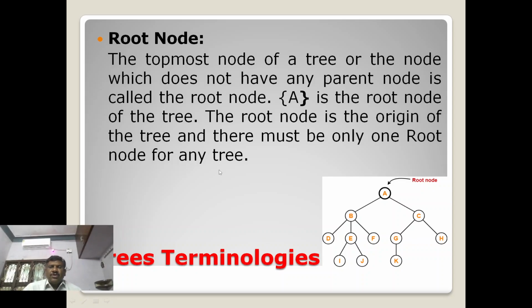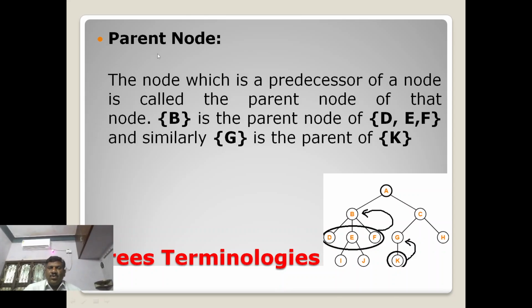So, what is a root node? The topmost node of the tree is called a root node. Then parent node. What is a parent node? The predecessor node. Here consider D, E, F. For D, E, F, the predecessor node, in the sense the above node, is B. So the parent of D, E, F is B.